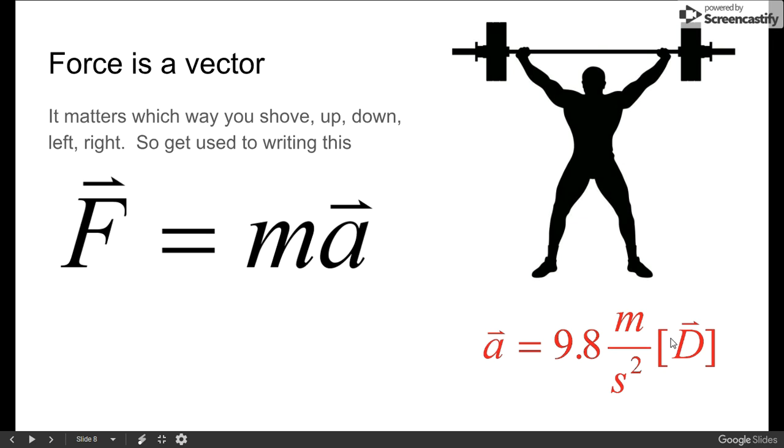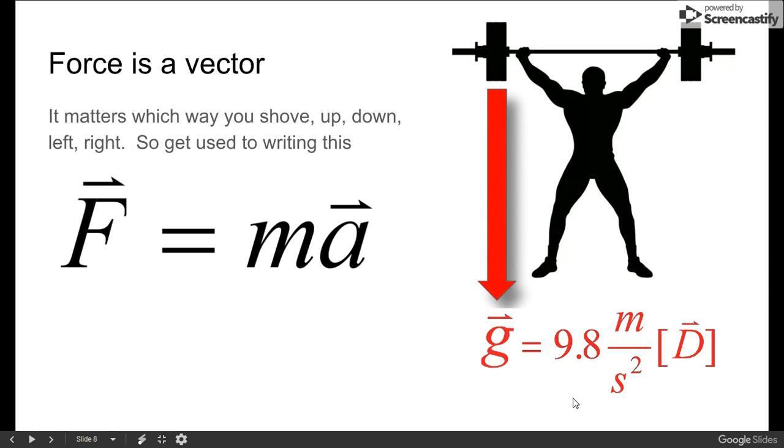Notice I put the d in square brackets, and I even threw a vector sign over top. You really want to make sure that the direction is clearly stated and you don't muddle it up with the others. Now gravity, since it's a very constant acceleration, pulling straight down, we give it the name g. So g with an arrow on top is the vector version of gravity. That's what gravity will pull down.